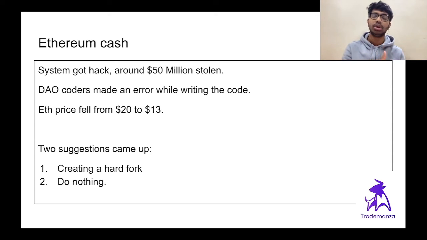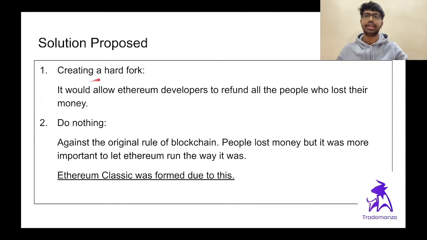Or the second case is to do nothing, because the reason blockchains are made is that they should be decentralized. It's just a piece of code, and no one can take action on it. Once it has happened, nothing will happen. So the two suggestions are that we can go back and reverse the transaction, or we can do nothing. The first one would allow Ethereum developers to refund all this money. The second one, do nothing, is in line with the original rule of blockchain: once a transaction is done, it can't be reversed. No one has control over it, and people will lose money in this case. But it will make sure that the Ethereum protocol will last forever.